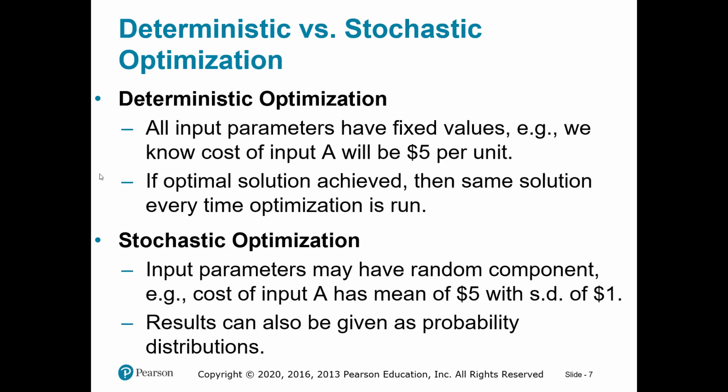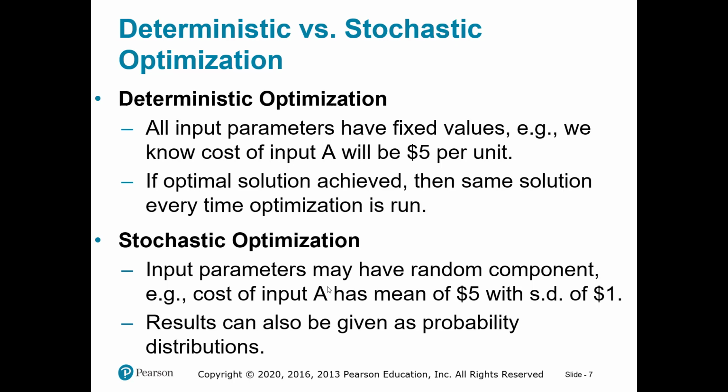The other type of optimization is stochastic optimization. Here, the input parameters have a random component. So imagine that we're producing instant ground coffee, and our input is coffee beans, the cost per pound. Coffee beans can vary in price quite dramatically from week to week, month to month, depending on crop failures, weather, etc. So we might decide that we want some leeway, some variation in this model. So we model the cost as having a mean of $5 and a standard deviation of 1.